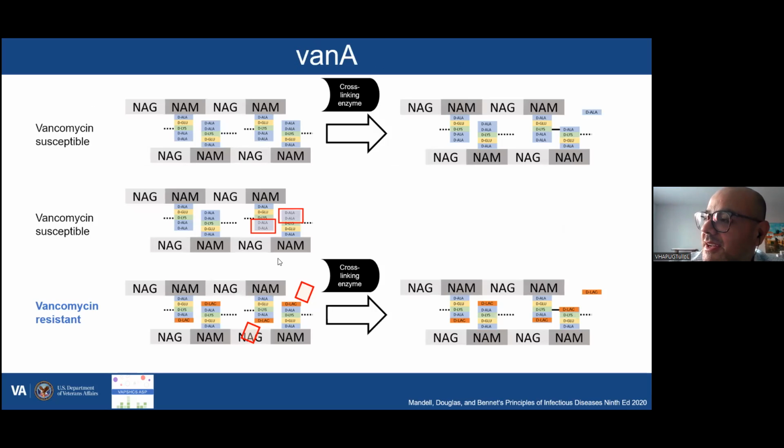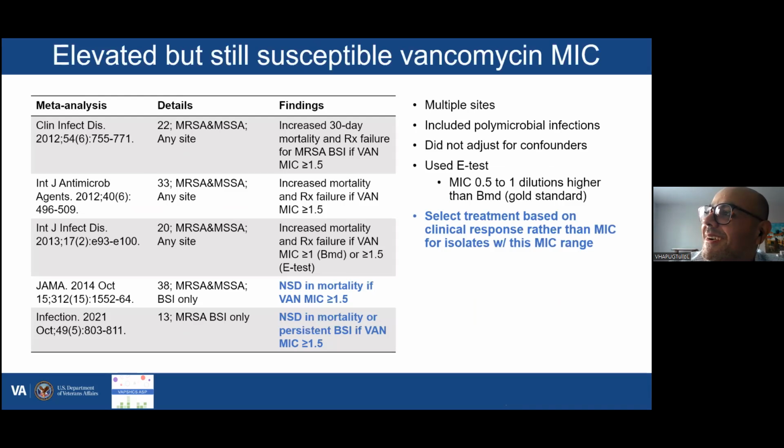I'll skip this. You can review the mechanism of vancomycin resistance. I think the spirit of this question, it used to be that we would worry more about these elevated but still susceptible vancomycin MICs between 1 to 2, based on a couple of clinical trials from around 2012, 2013 that found increased 30-day mortality among those patients.